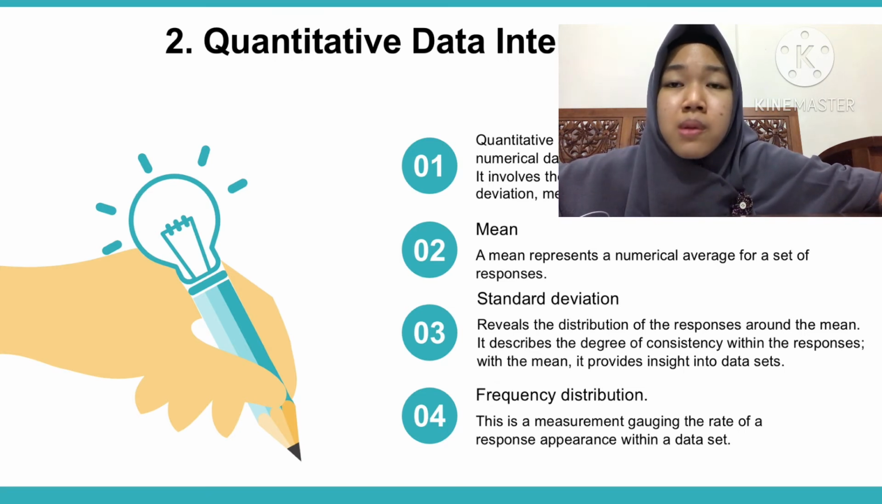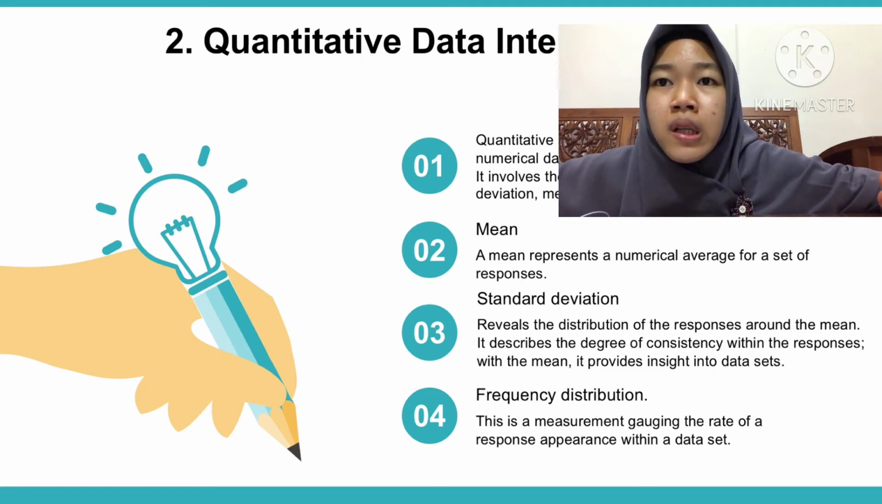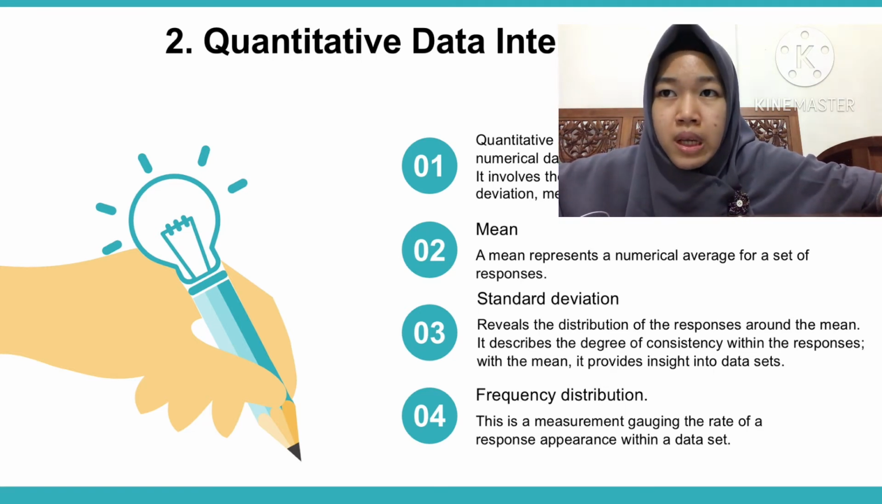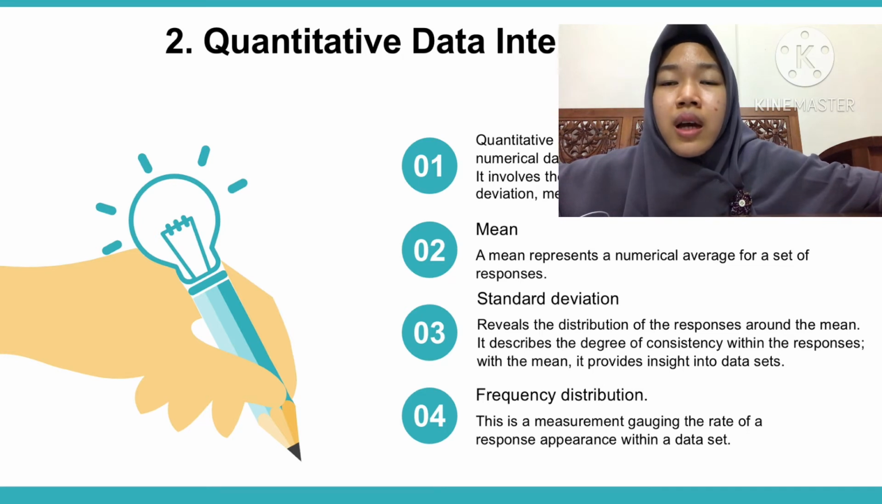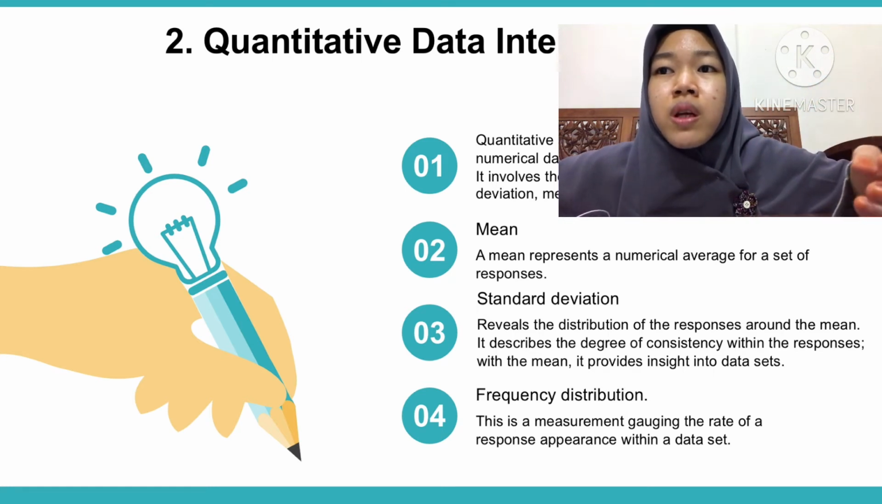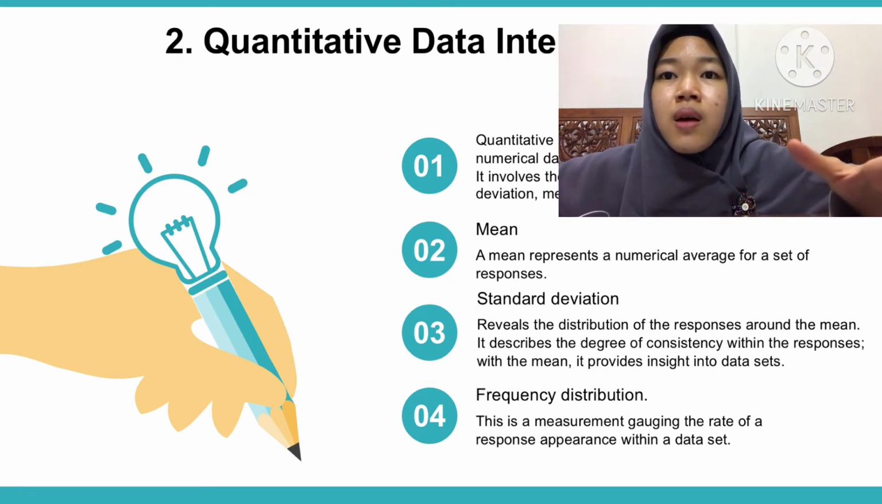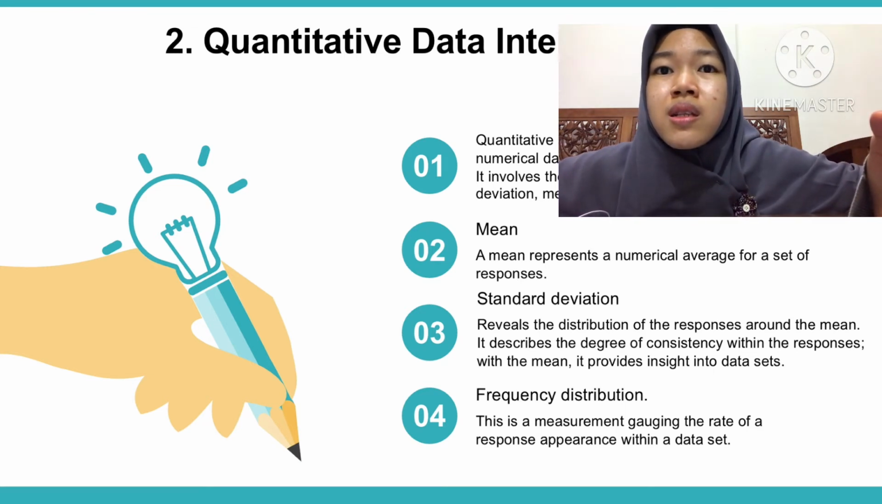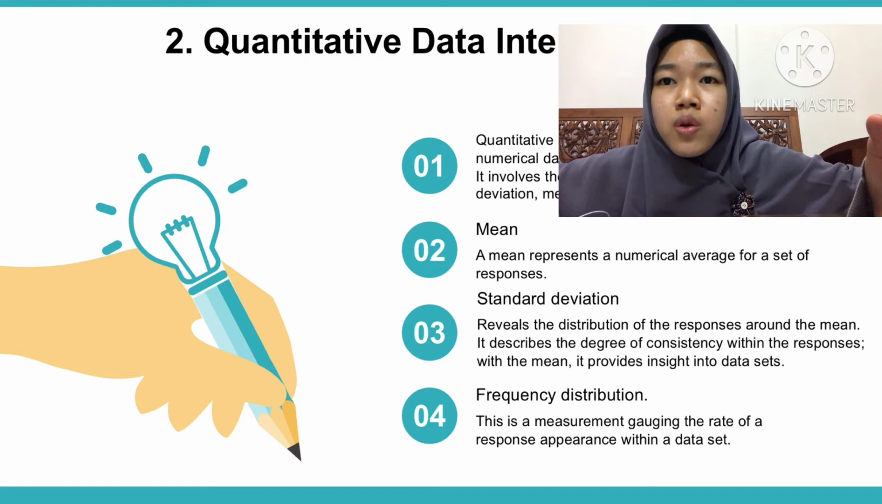The first is mean. A mean represents a numerical average for a set of responses. When dealing with a data set or multiple data sets, a mean will represent a central value of a specific set of numbers. It is the sum of the values divided by the number of values within the data set. Other terms that can be used to describe the concept are arithmetic mean, average, and mathematical expectation.